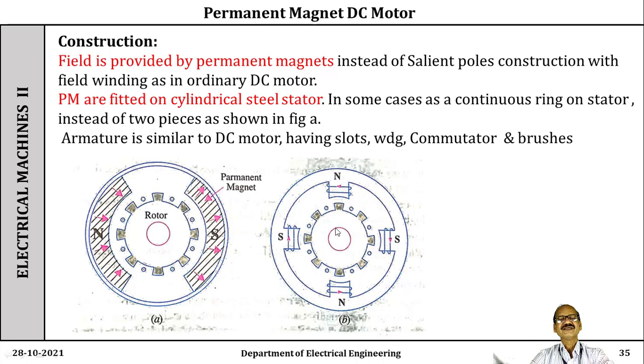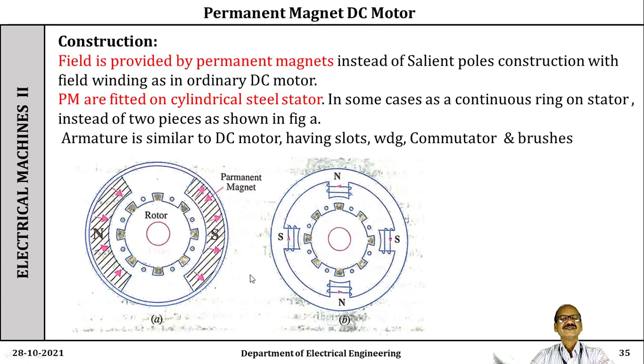Now observe the rotor. In the permanent magnet DC motor, this job can be obtained by fixing the permanent magnets on the stator frame as shown in two pieces, or it may be continuous throughout the stator in a complete ring. It serves the same purpose as that of the salient poles and the excitation winding or field winding.